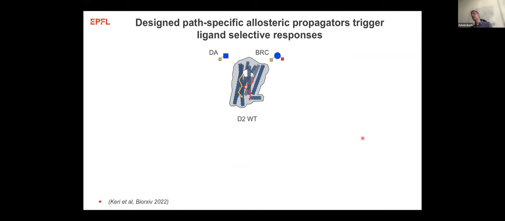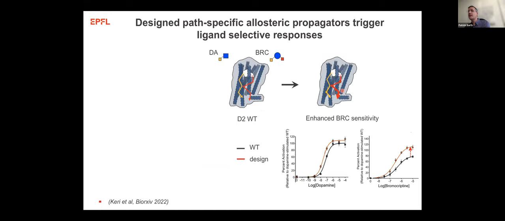So if this is true, then we should be able to, using these predicted allosteric pathways, start rewiring them selectively and induce ligand-specific responses. And so this is what we've done. Based on the prediction of these distinct allosteric pathways for the two ligands, we started to redesign this pathway, and we observed that we were now able to selectively modulate the response to bromocriptine while not affecting significantly the response to dopamine, and vice versa.